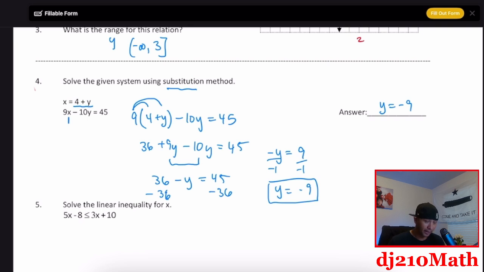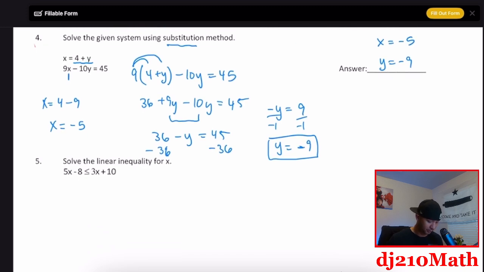Okay, that's only half the answer because we want to figure out what x is. So if we plug back into the original to solve for x, we get 4 plus -9, the same as 4 minus 9. So 4 take away 9, x is -5. So here you have 2 answers. On a multiple choice test, you can always just take the answers and plug them back into the equations and see. So that's one way to think about it.